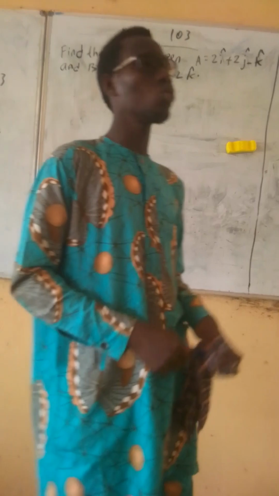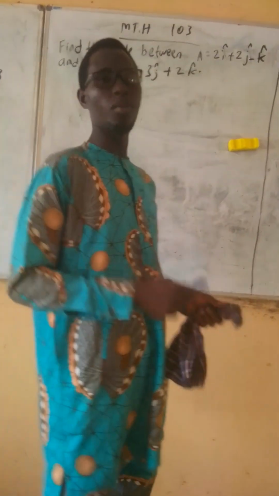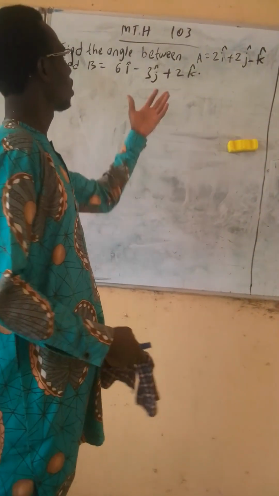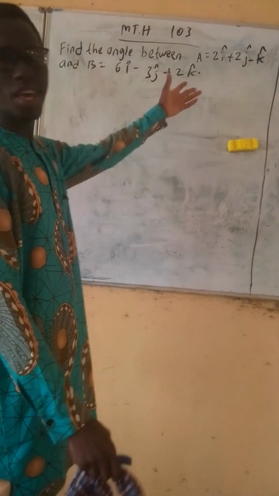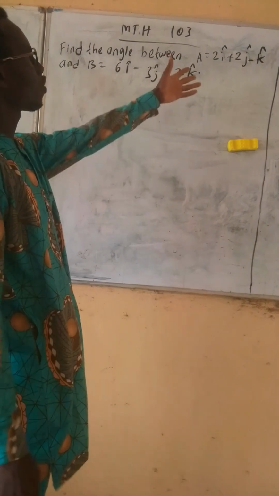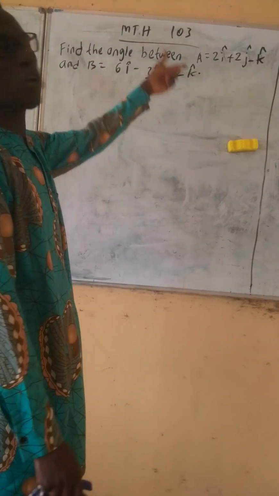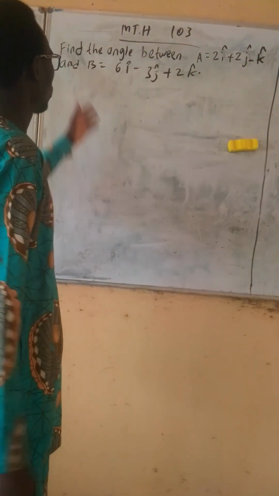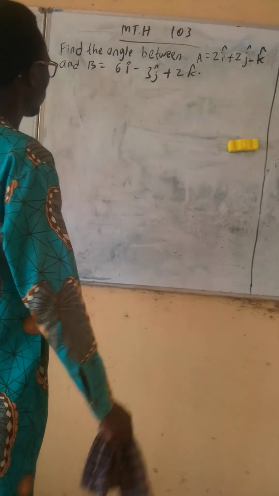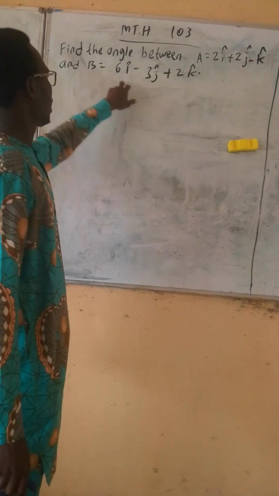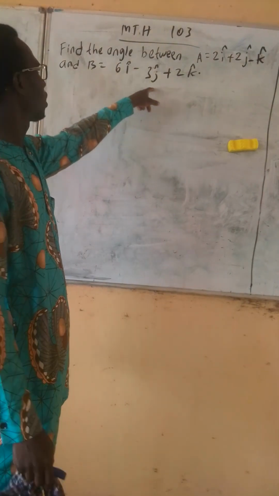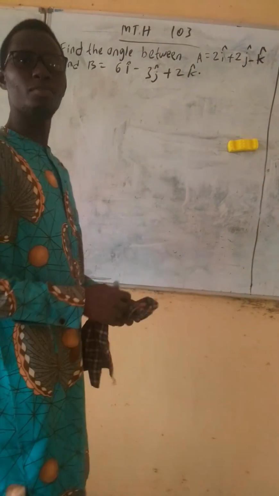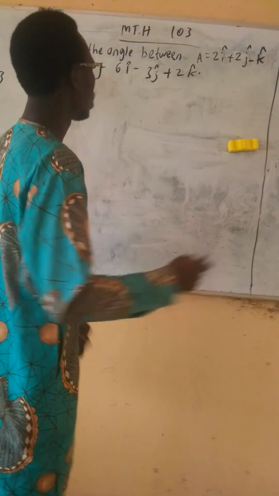So let's go right away to solve the given problem. It says find the angle between two vectors, vector A and vector B. Vector A was given to us as 2i vector plus 2j vector minus k vector, and vector B is 6i vector minus 3j vector plus 2k vector. So let's find the angle between the two vectors.